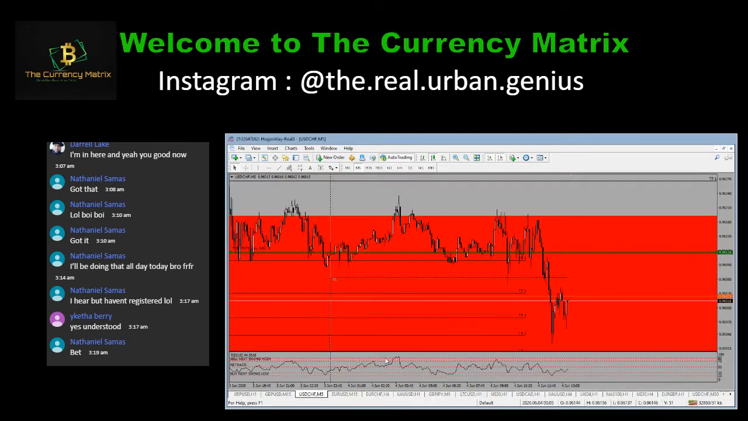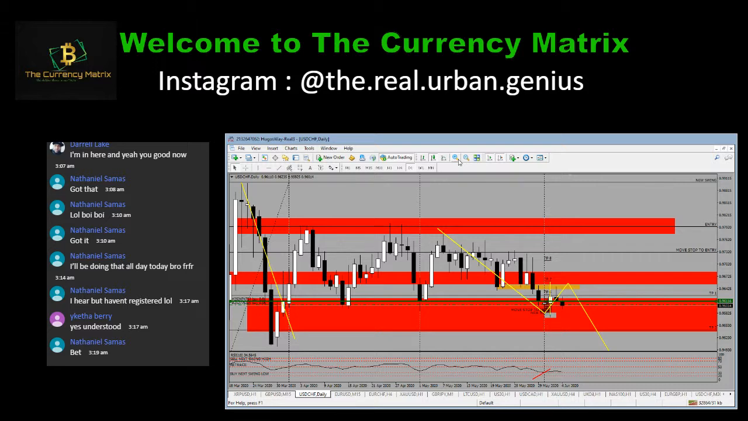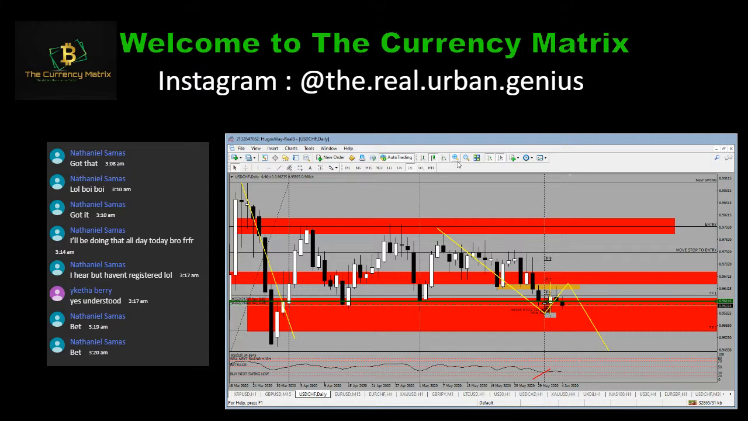Now, here looking at USD CHF, I already have one position in, but I'm also going to go ahead and take a position on USD CHF. All right, I'm going to break this down as well. This is also the same position that was taken yesterday. Just another re-entry for it.